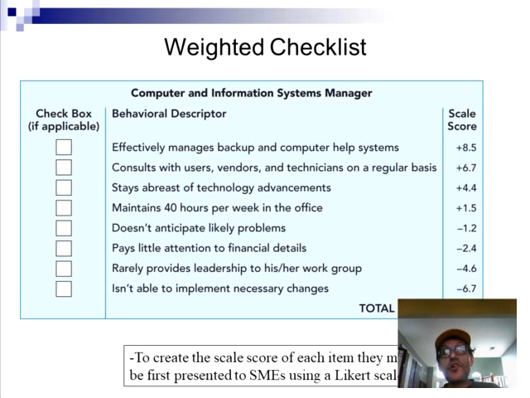At the end, you simply take each item that has a check mark and add the scale score. So clearly, an item like "doesn't anticipate likely problems," if it gets checked, you can end up with a negative score on one of these. Gotcha? It's not all good. So it's perhaps a better representation of an employee.